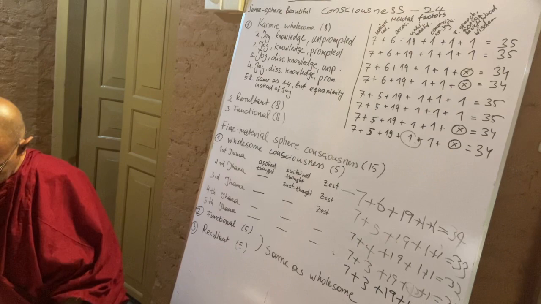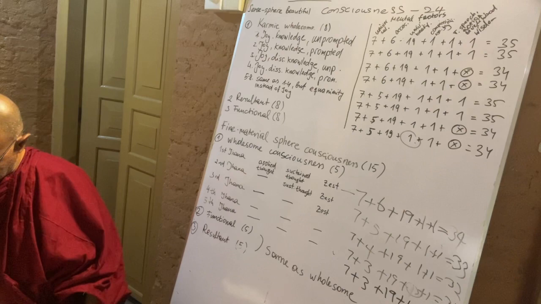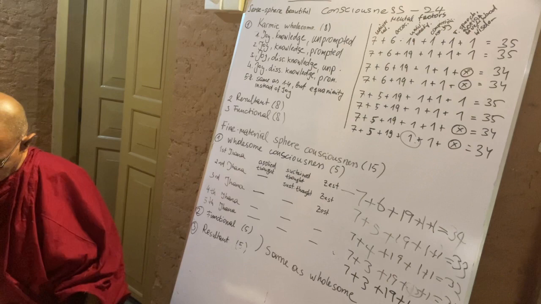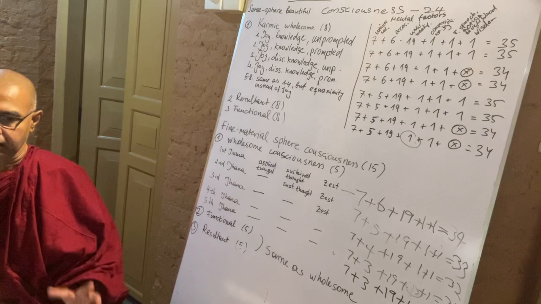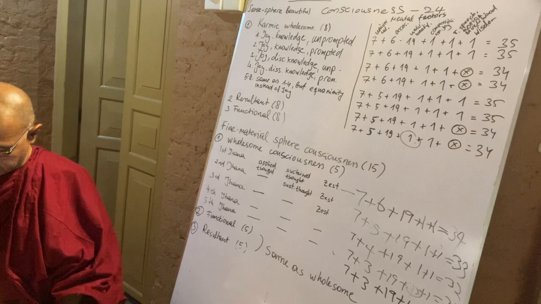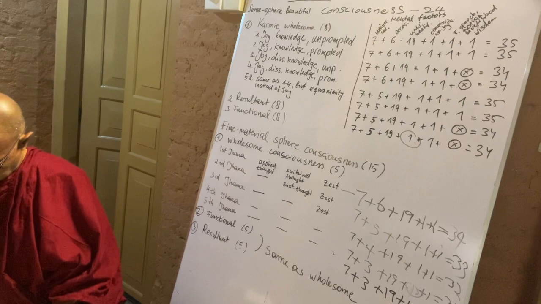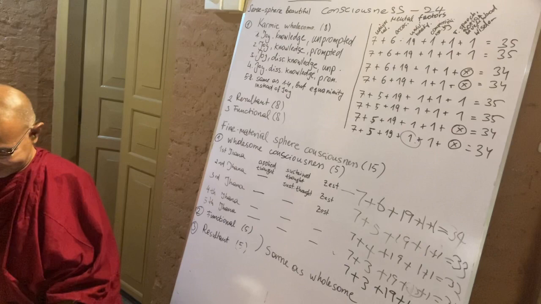Yes, summary of the fine material sphere consciousness. Fine material sphere consciousness is fivefold when divided by way of jhanas. It becomes of 15 types when further divided by way of the wholesome, resultant and functional. Yes, it's clear, no? There are 15 under fine material sphere consciousness: 5 wholesome, 5 resultant and 5 functional. So if you know all these things, you have wisdom.